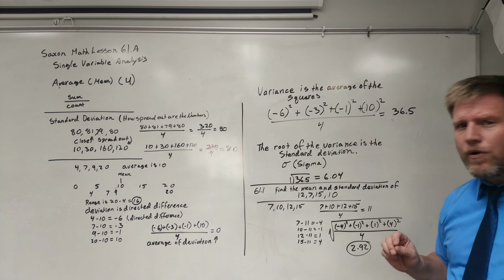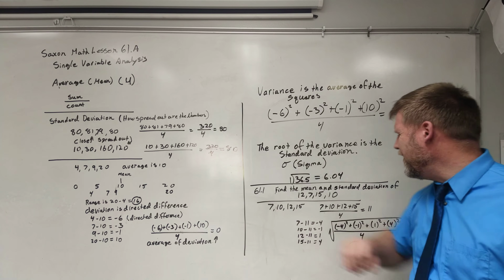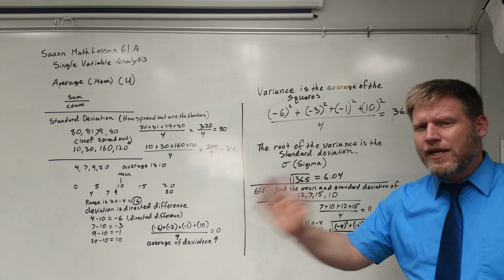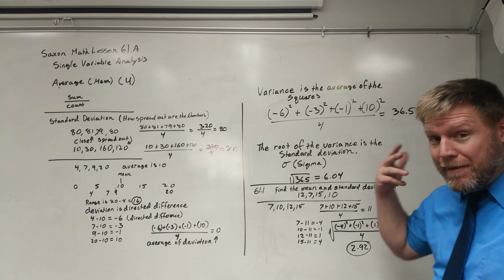Look at 61.1 in your books, and I rewrote their problem to make it a little more palatable for us, but it's find the mean and the standard deviation. They gave us this list, 12, 7, 15, and 10. First thing I always do with a list like this is I put it in numerical order. I like to work with it in numerical order. It makes sense in my head.